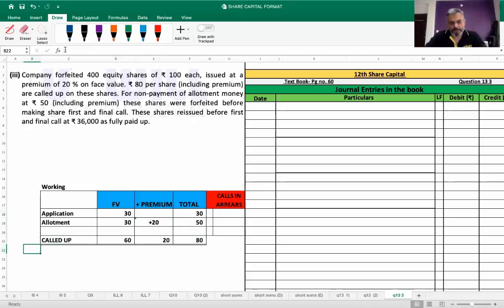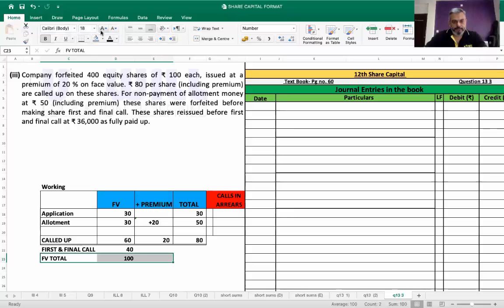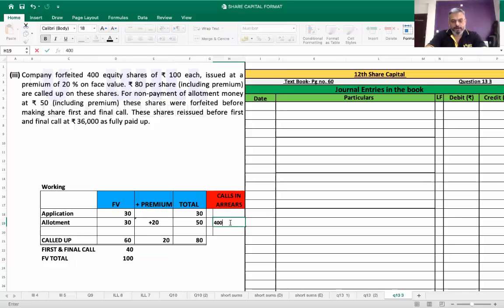Now it is called up. Now after called up, the first and final call will come. How much will it be? It will be 40 rupees, but we don't have to do anything with it right now, which will be ultimately 100 face value total. Now, allotment money was not paid on 400 equity shares. So I'll put a cross over here. I'll highlight it.